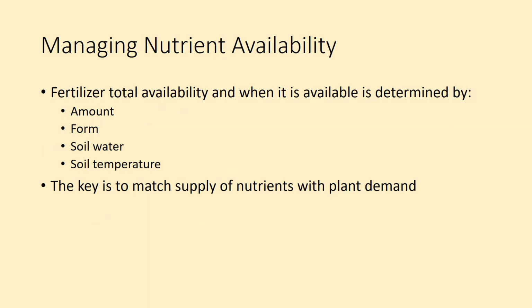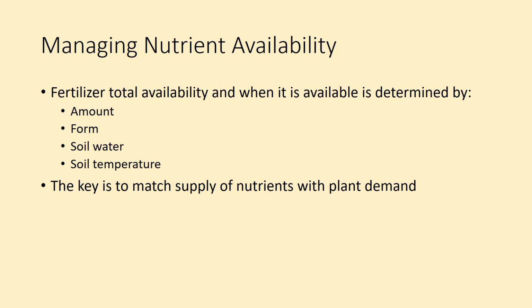As a gardener, you want to be a smart manager of nutrients. In addition to providing nutrients themselves, you need to think about their availability to the plants. Fertilizer availability and when the fertilizers become available to the plant is dictated by soil microbes and the factors of the amount of fertilizer applied, the chemical or biological form of the fertilizer, soil water content, and soil temperature.